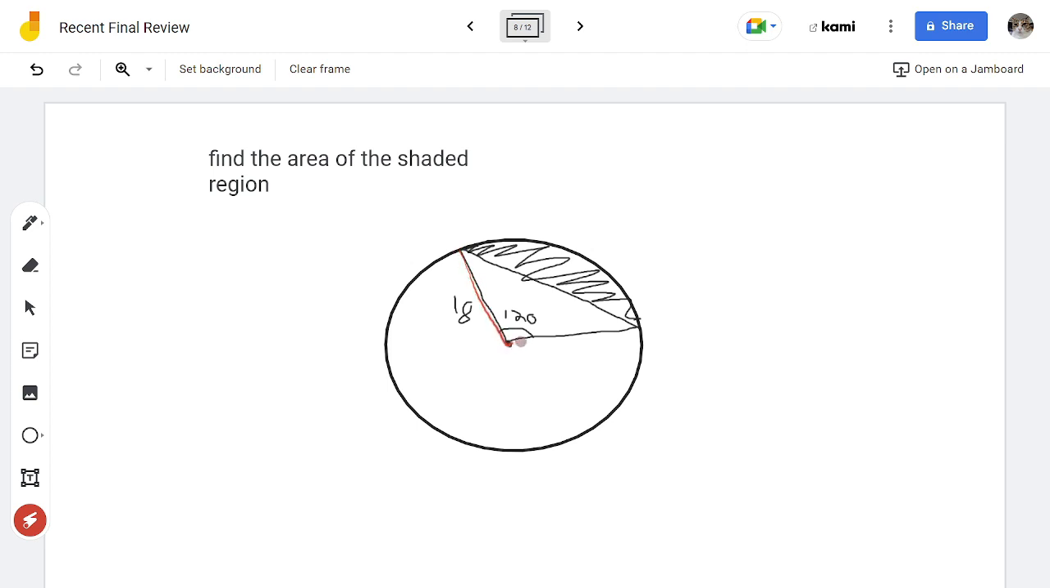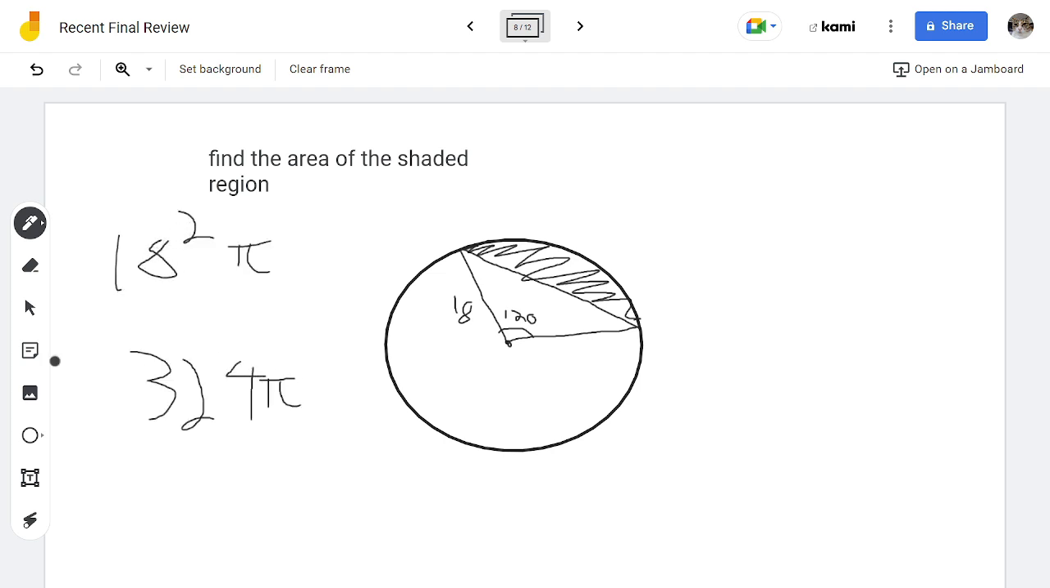As you can see here, it's actually a part of the circle, and if we know this is 120 degrees, it's 120 over 360ths of the entire circle, or 1/3. So we can find the area of the entire circle. We know the radius is 18, so it's 18 squared pi. Okay, so it's like 324 pi. You take 1/3 of this, right?